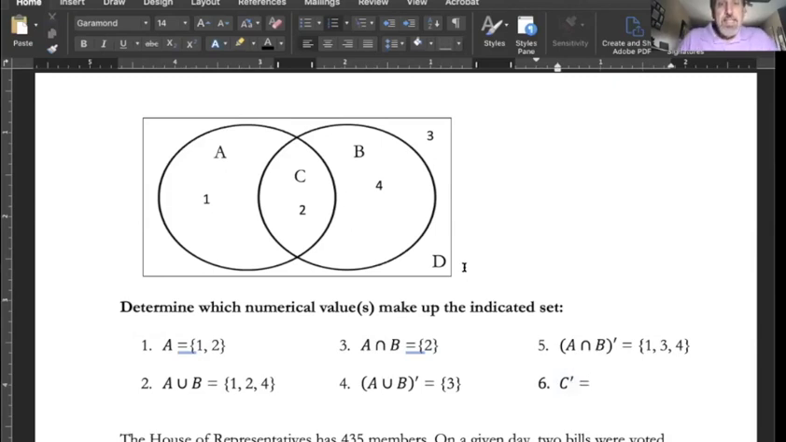The complement of C would be everything except what's here. And you can probably notice that, well, wait a minute. If A intersect B is this region right here, which also happens to be C, and we're finding the complement of it, then this is actually the same as problem number 5. It's asking the same question. So then the solution here, the complement of C, is also 1, 3, 4. I hope that makes sense.